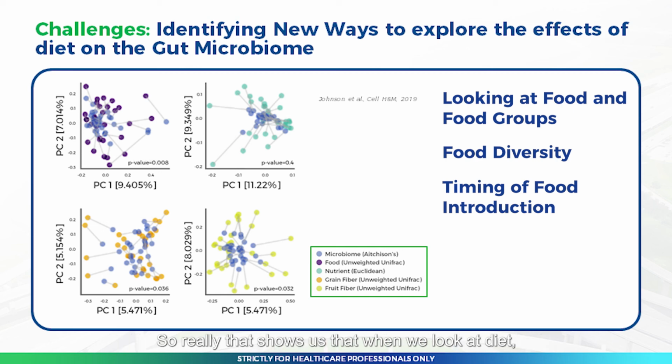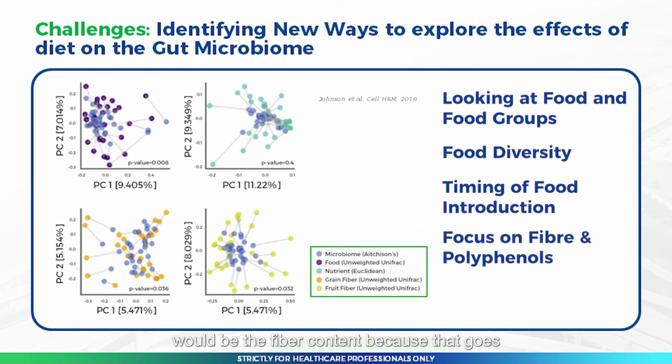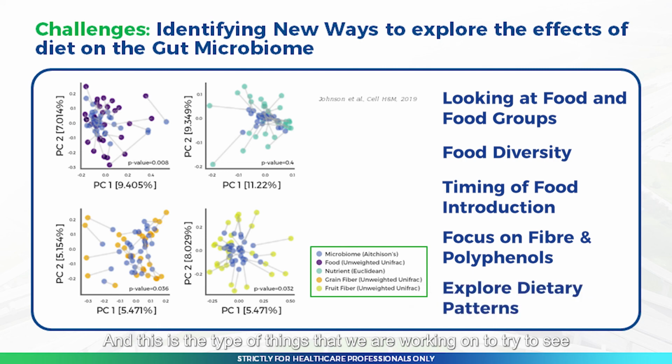So really that shows us that when we look at diet, we need to reconsider the way we do it from a microbiome perspective, because they may not be interested in the same food that we eat. For instance, what is important for the microbiome will be the fiber content, because that goes up undigested towards the end of the digestive tract and will therefore feed our microbes. There are other elements such as polyphenols that also appear to be important and that are not traditionally used when we look at diet. And this is the type of thing that we are working on to try to see how we can influence the microbiome and its development at an early age.